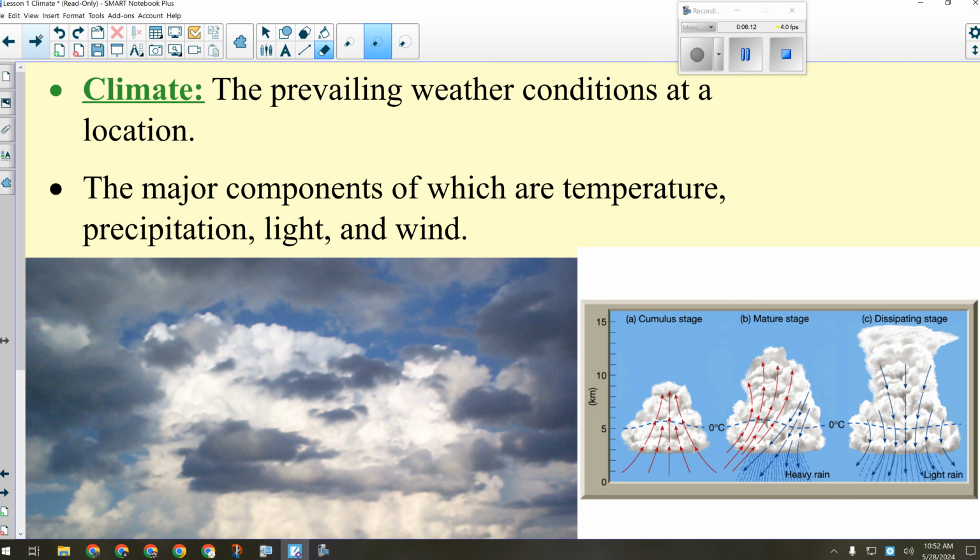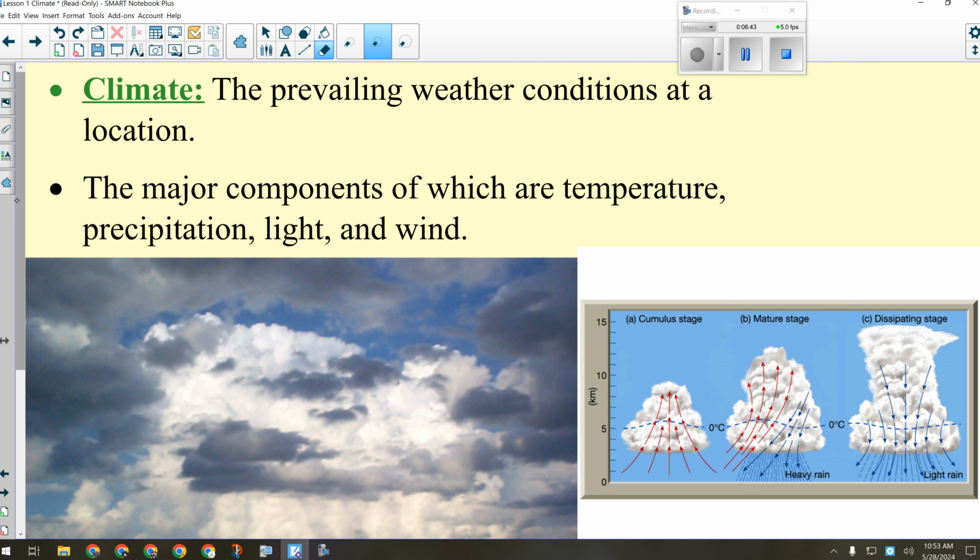So in this picture here, the definition of climate is the prevailing weather conditions at a location. The prevailing weather. It is, of course, day to day. Describing the climate of an area does not mean giving me the averages for that area. Here's what I mean by that.